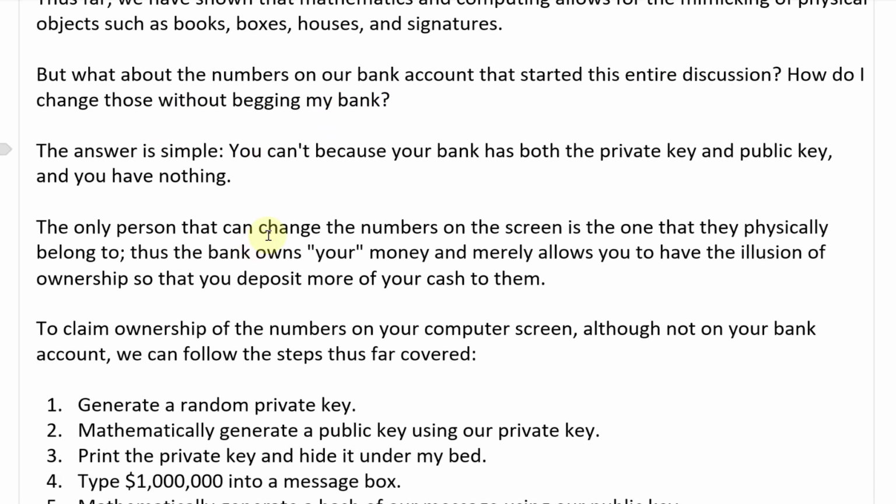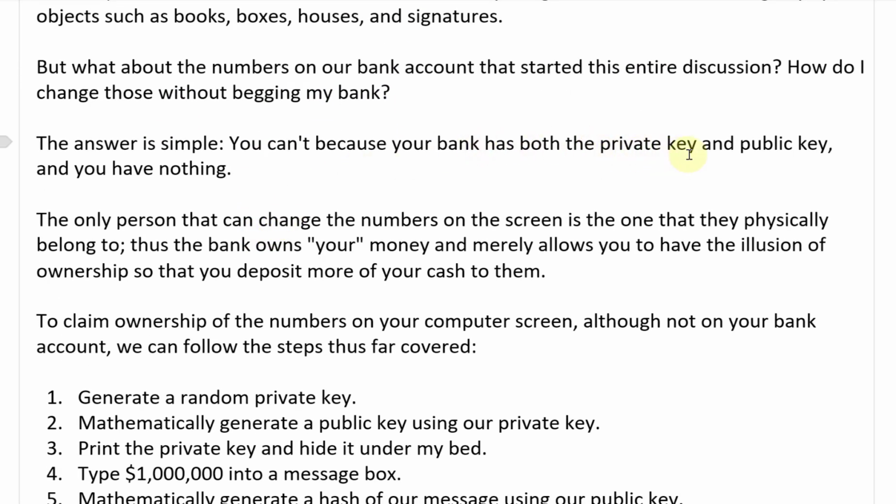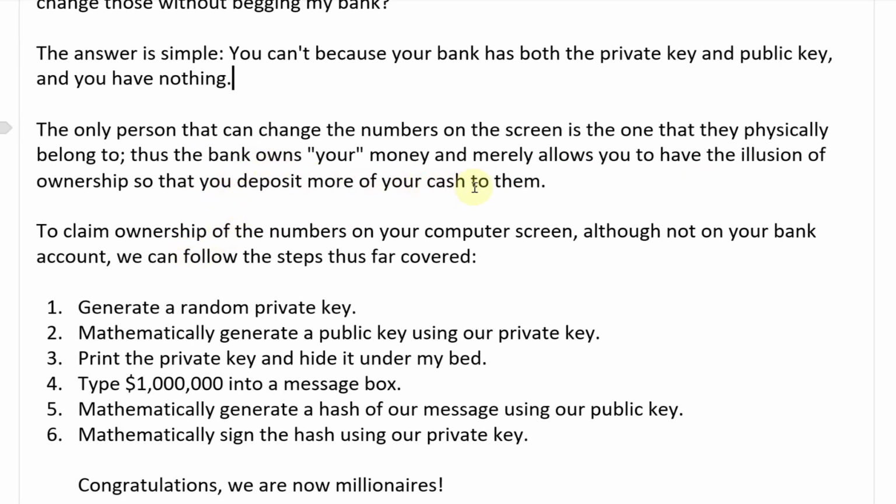The answer is simple. You can't, because your bank has both the private key and the public key, and you have nothing. The only person that can change numbers on the screen is the one that they physically belong to. Thus, the bank "owns" your money, and merely allows you to have the illusion of ownership so that you deposit more of your cash to them.